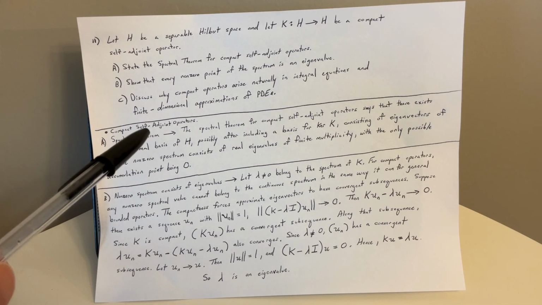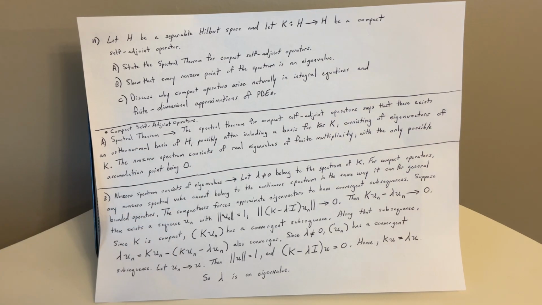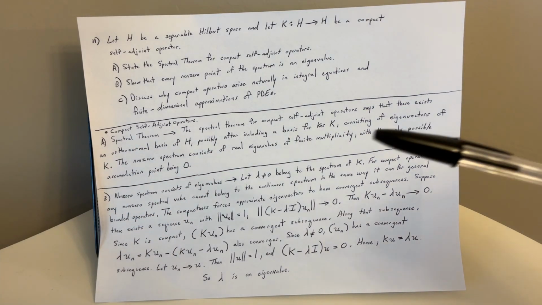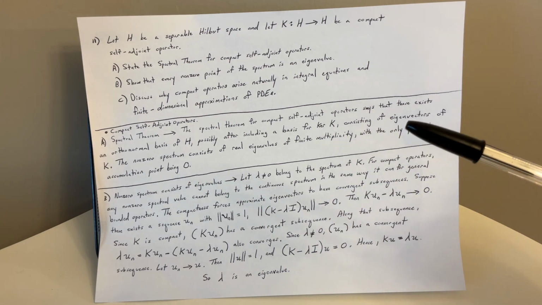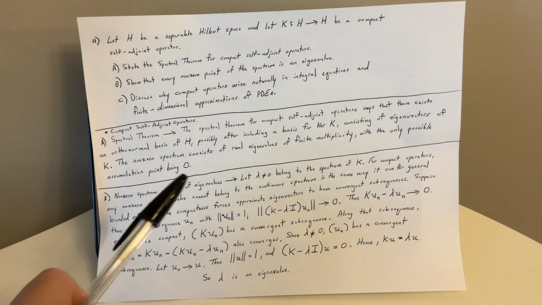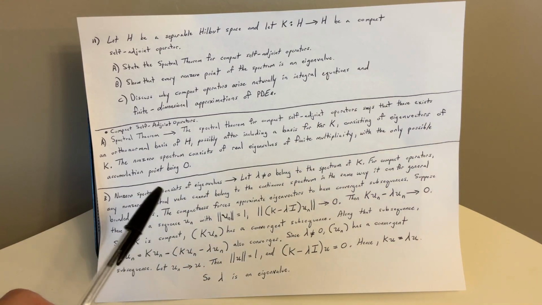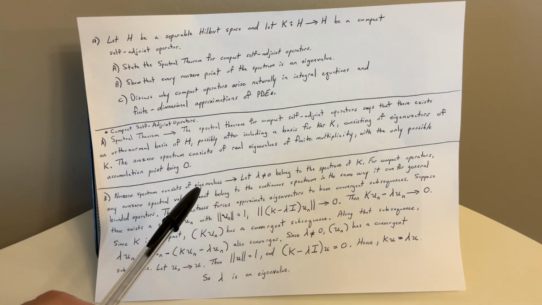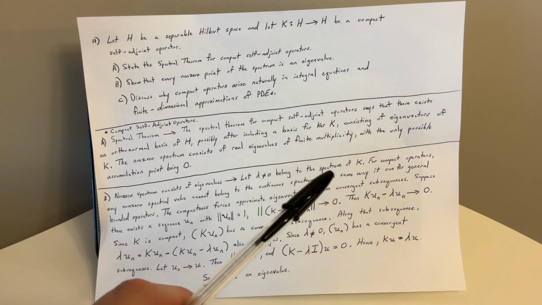So compact self-adjoint operators, spectral theorem. The spectral theorem for compact self-adjoint operators says that there exists an orthonormal basis of H, possibly after including a basis for the kernel of K, consisting of eigenvectors of K. The non-zero spectrum consists of real eigenvalues of finite multiplicity, with the only possible accumulation point being 0. Part B: non-zero spectrum consists of eigenvalues. Suppose lambda not equal to 0 belongs to the spectrum of K.